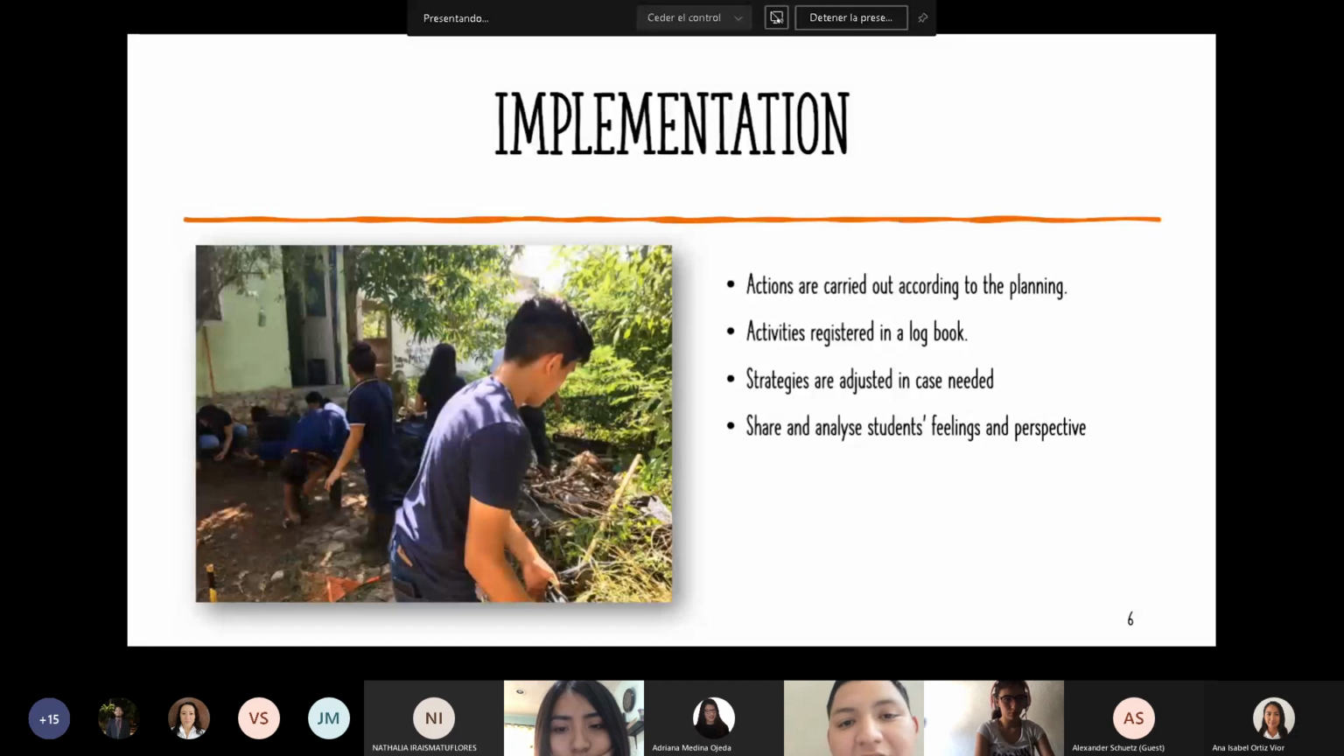Implementation. The implementation is a stage in which the building proposal is carried out. The actions are carried out according to planned activities registered in a book. Strategies are adjusted in case needed. Share and analyze student feelings and perspectives.